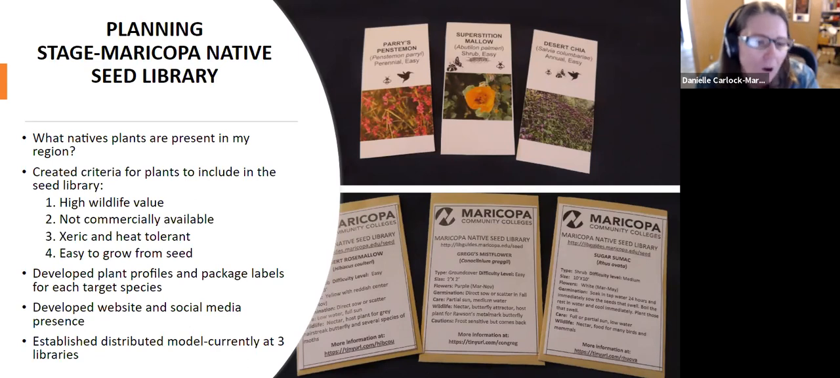And then because of being in the desert and looking at climate change, I was trying to make sure, I mean, all of our species have some level of being drought and heat tolerant, but I was looking at that spectrum and trying to select ones that I thought were going to be most likely to be able to do well into the future. And then easy to grow from seed, of course, because I'm asking folks to grow from seed. So these were sort of the four criteria that I made selections on.